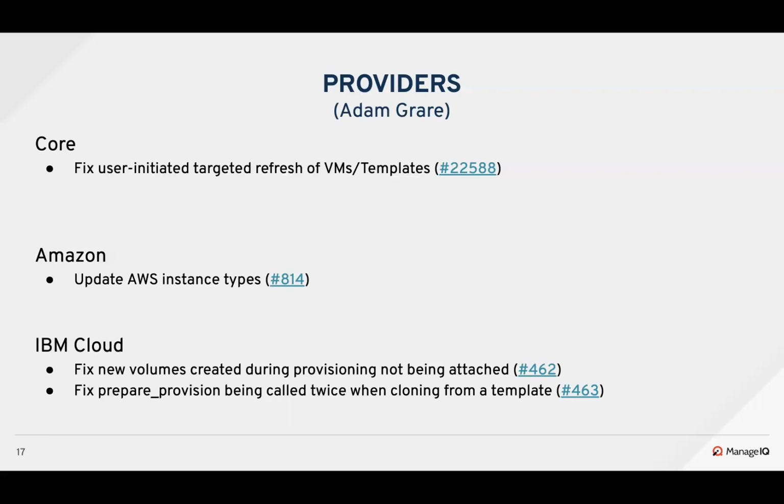For Amazon, we automatically updated the list of instance types. For IBM Cloud, Jay fixed an issue with new volumes that are requested to be created during the Power VS provision workflow. They were being created but not attached, since that was a separate API call. Out of that, we also found an issue where prepare provisioning was being called twice based on how Power VS had set up their state machine. And so we were able to delete some code, inherit the code from core, and get that issue fixed up. Next slide.